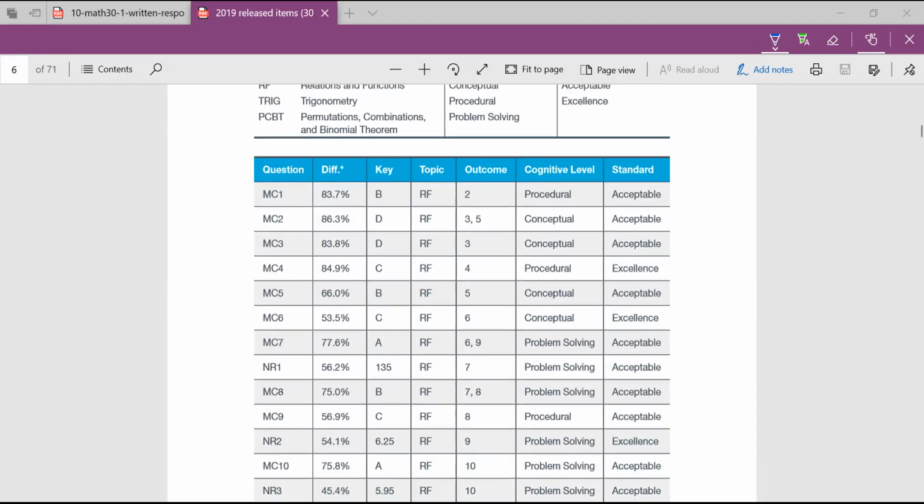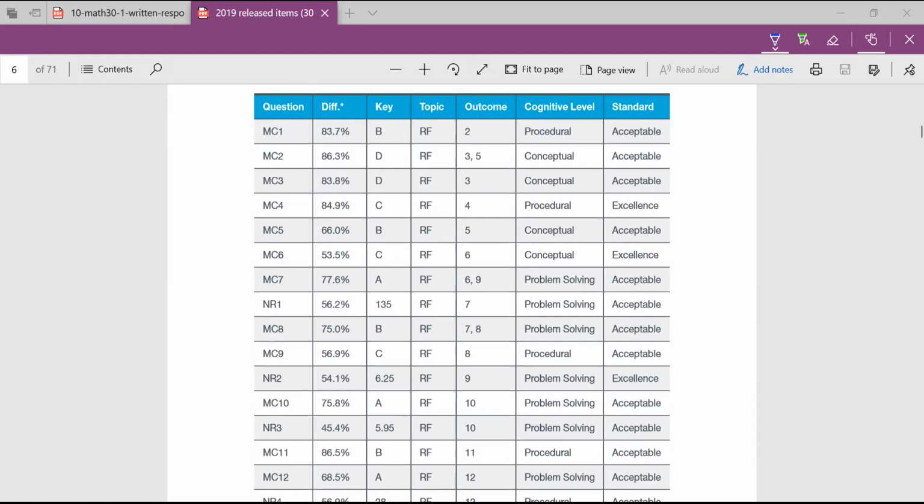As you go through it, friends, here's the answer key. The diff is the difficulty, so it tells you what percentage of students in the province got this correct. It tells you the answer, and the topic from the program of studies. I don't know if you care too much about that. And the cognitive level, again, I don't think you care too much about that.